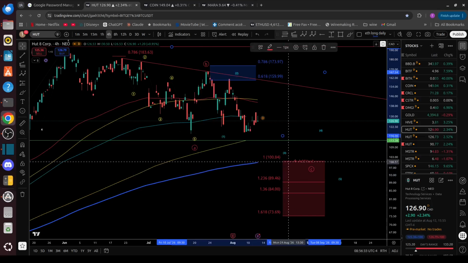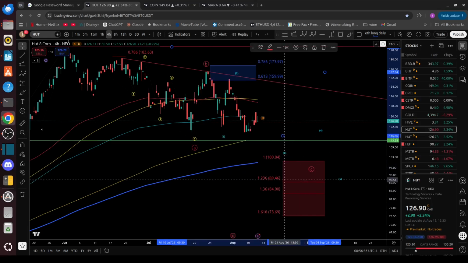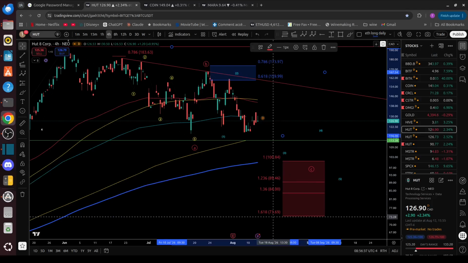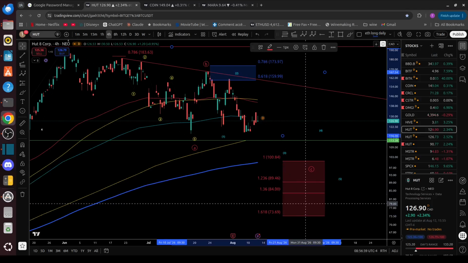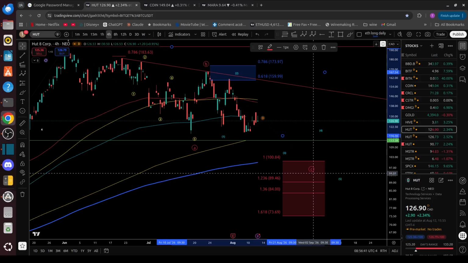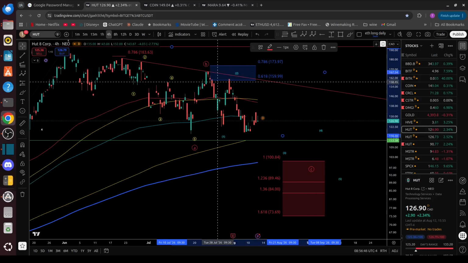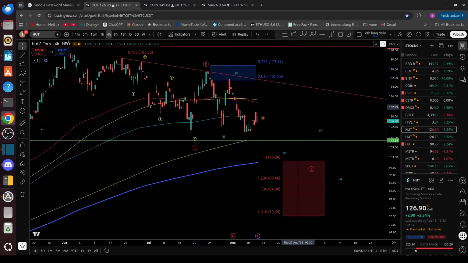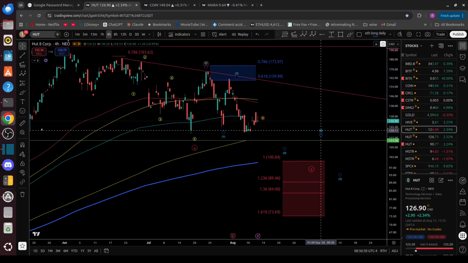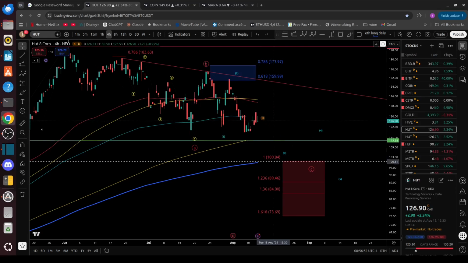So we have $100.84, $89.46, 84, and 73.67. Those are the possible levels where this C wave could really finalize. For sure, it's a little bit too early because we don't have a fourth wave completed, reversal. We didn't even finish the third wave, right?